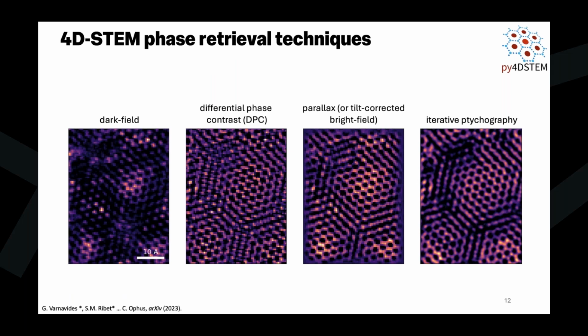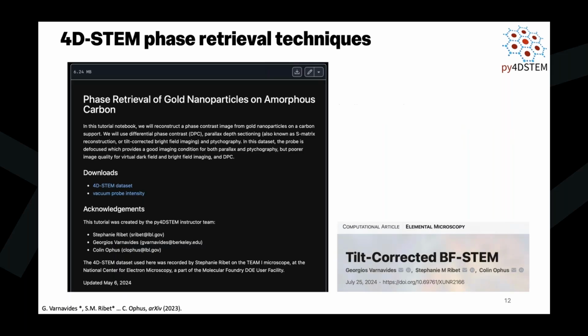These specific ones are written. This code is from py4DSTEM, and in the next slide, there's a little bit more information. So we have in py4DSTEM a lot of open source code, as well as tutorials, and then some more background methods about these techniques in the paper linked at the bottom. And also this article here, this is in Elemental Microscopy. This is an interactive journal that will tell you more specifically about this tilt-corrected bright field STEM.